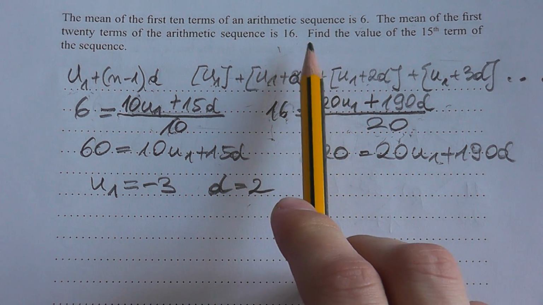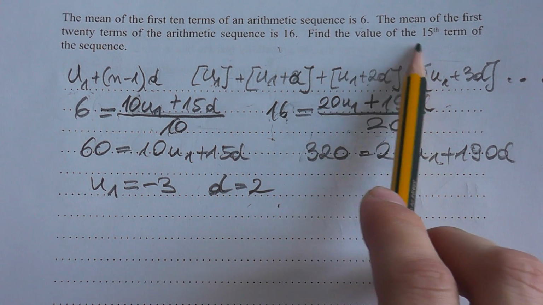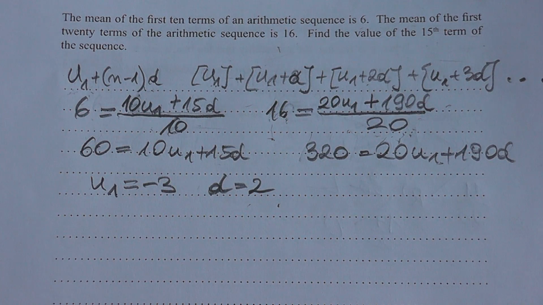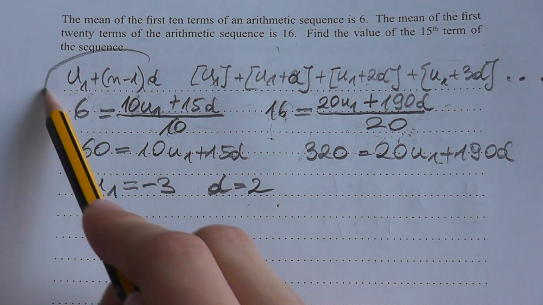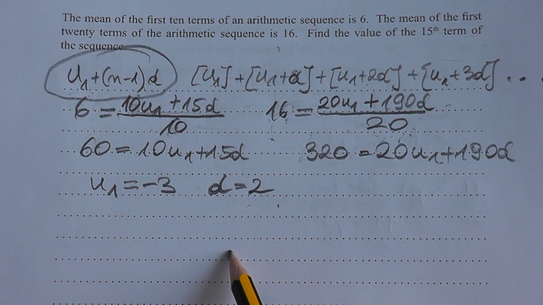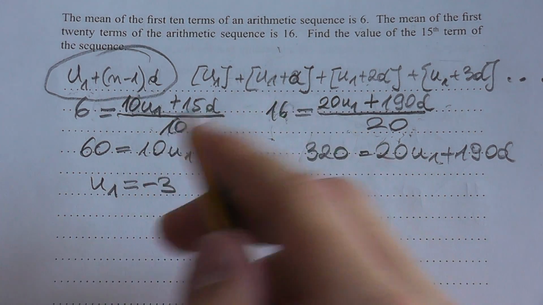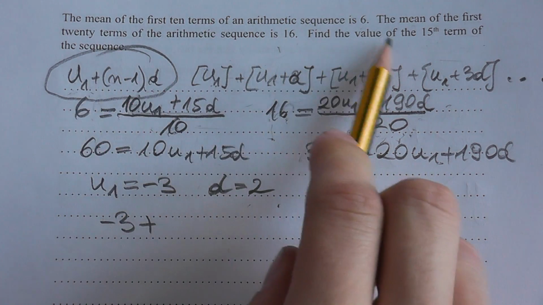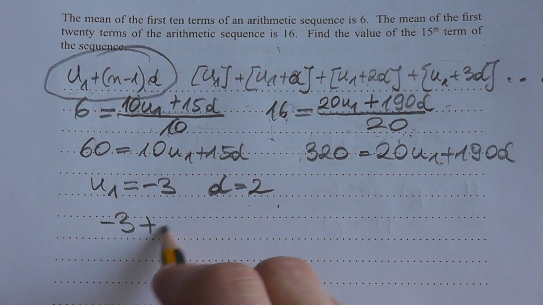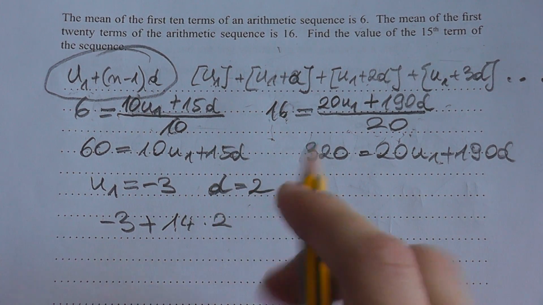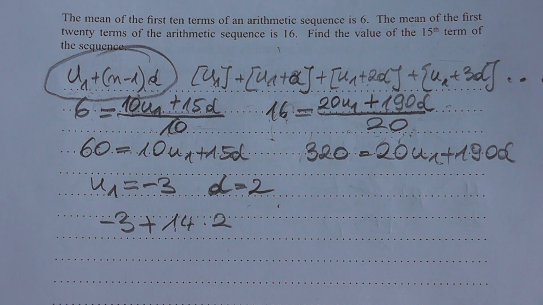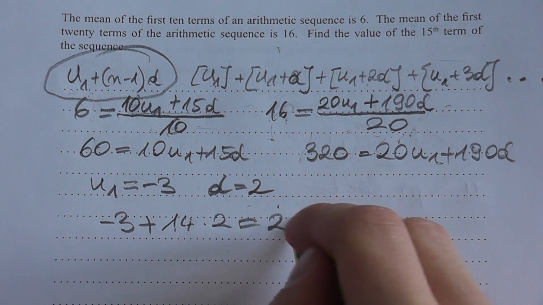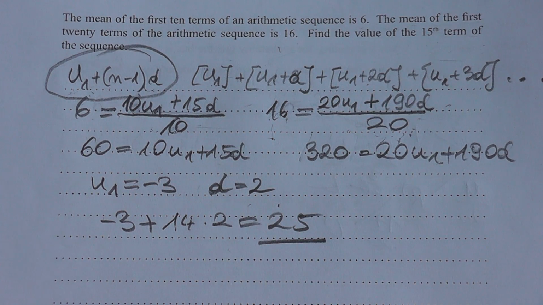But we're still not done, because we need to find the value of the 15th term of the sequence, which we find by going back to this formula here. And we say, okay, minus 3 plus n is 15, because it's the 15th term, plus 14 times 2 will give us the 15th term, and we get that the 15th term is 25. That's your answer.